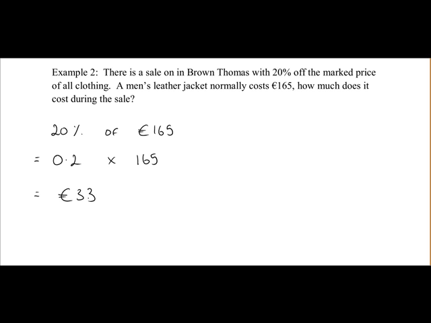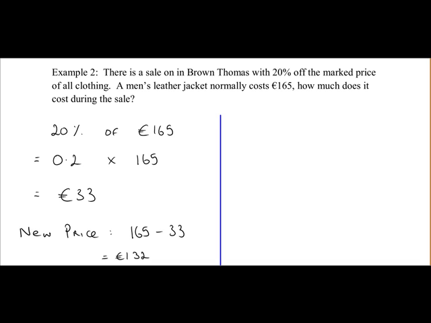So that means there's €33 taken from the price. So the new price is 165 minus 33. That's equal to €132. So the price of the jacket during the sale is €132.